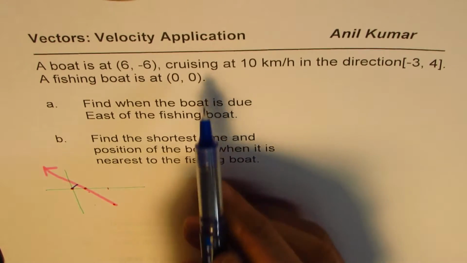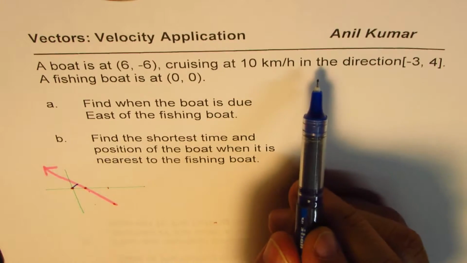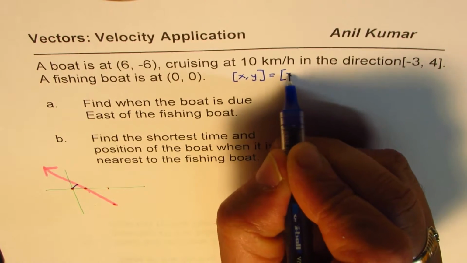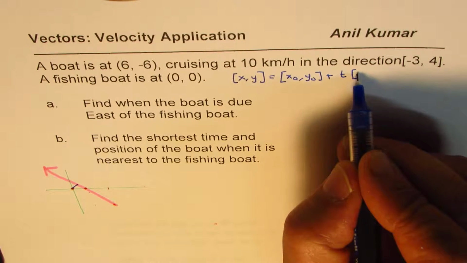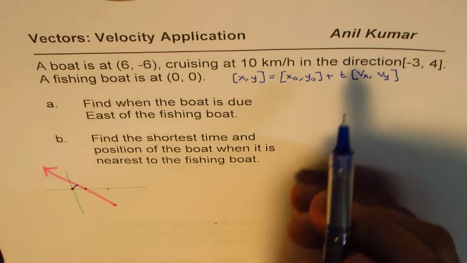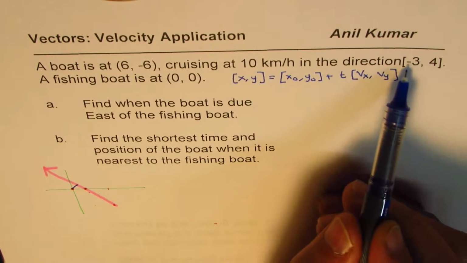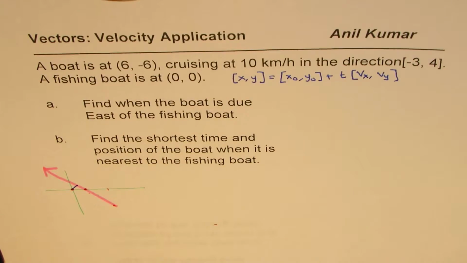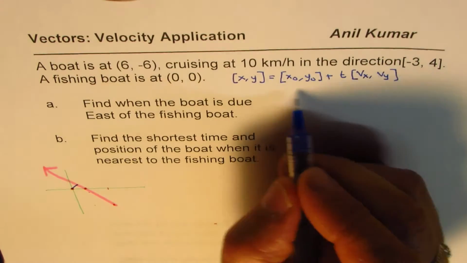So let's begin by writing the equation for this question. The boat is at (6, -6), cruising at 10 kilometers per hour in the direction of this. Generally, the position (x, y) is given as the initial position (x0, y0) plus time t times the velocity, with a velocity component for x and a velocity component for y. That is the general form. Now in our case, the velocity magnitude is given as 10 and the direction is (-3, 4). So let's work on this.